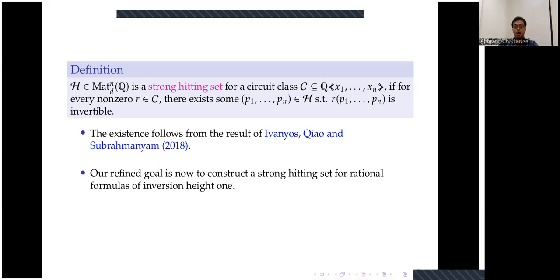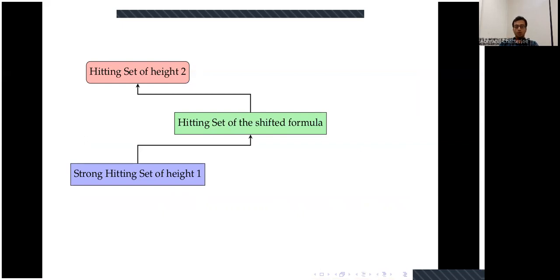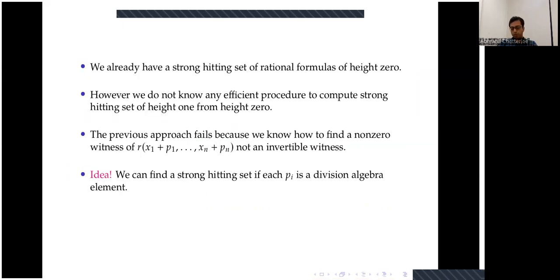So you may ask, how do you know whether such a strong hitting set exists or not? The existence follows from the work of Yunus and Subramanian. So for our case, where our goal was to design a hitting set for inversion height 2, the refined goal is to design a strong hitting set for rational formulas of height 1. Then we can just shift it and design the hitting set for height 2.